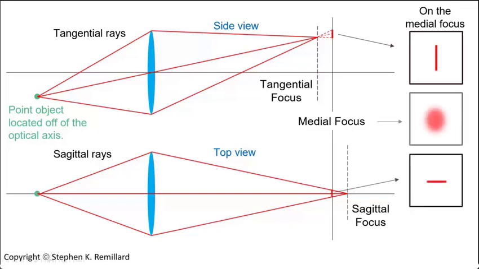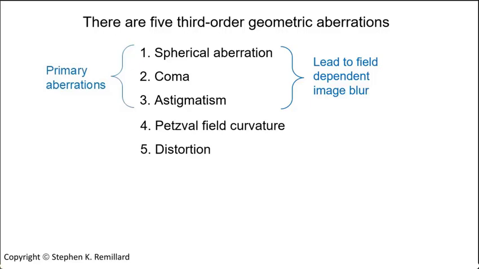So at the medial focus, rays are landing with a footprint in an oval shape, with the vertical dimension defined by the tangential ray fan and the horizontal dimension defined by the sagittal ray fan. This is the point of best focus for a lens plagued with astigmatism. There are two more third-order aberrations that move the location of the focus, but rays still focus to a point, just not the point that's expected.